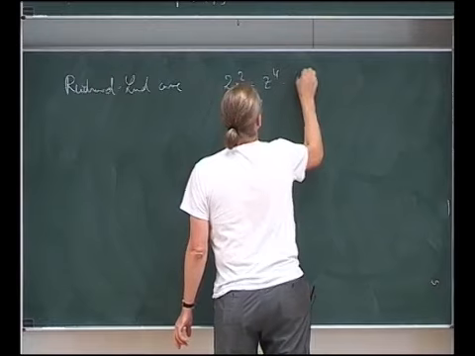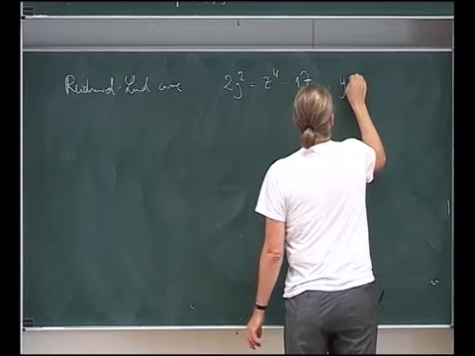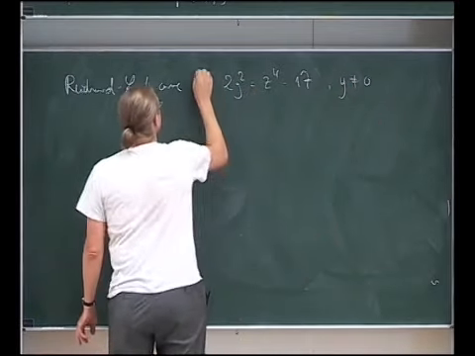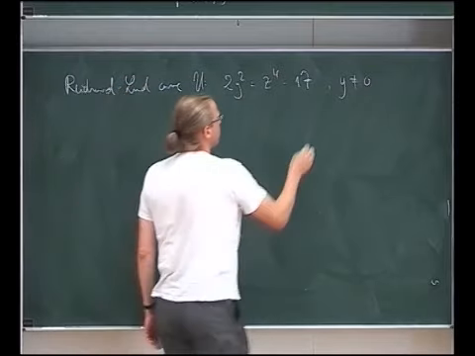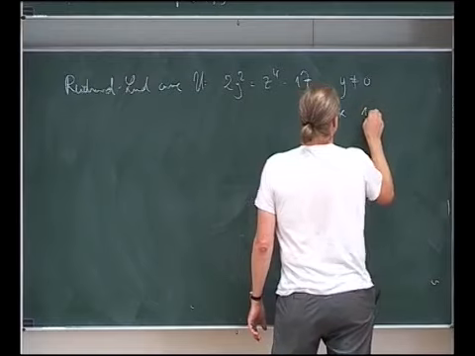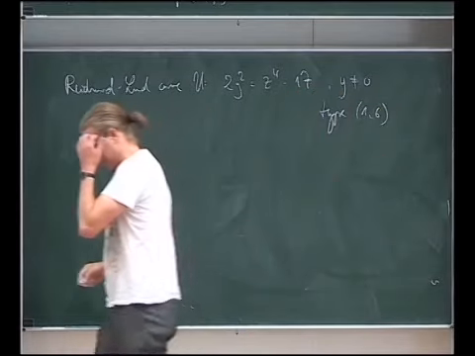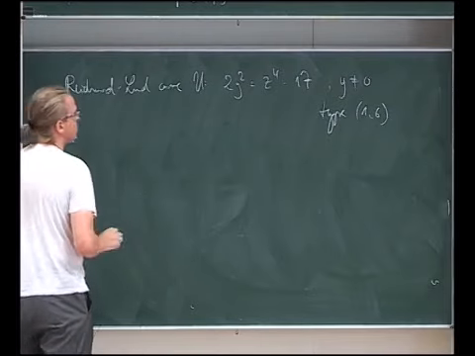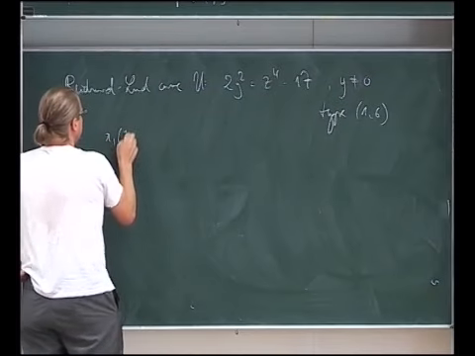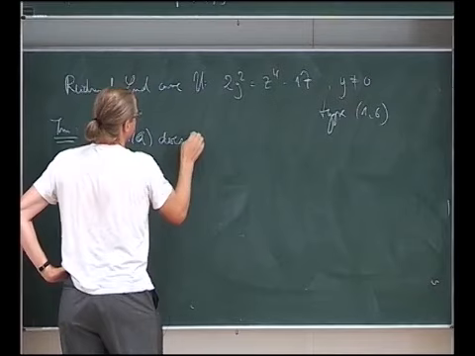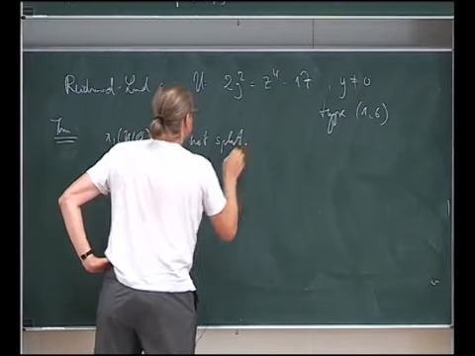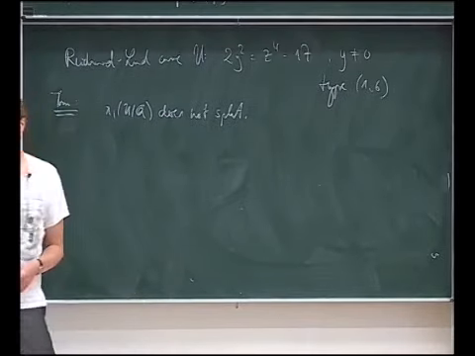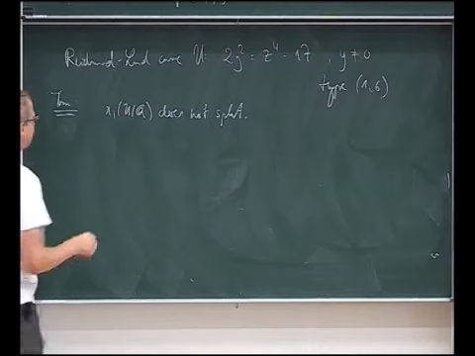So the Reichert-Lind curve is the curve given by the equation 2y² = x⁴ − 17. And I want to have an affine curve, so I assume y is different from 0. So this is a curve of type (1, 6). So genus is 1 and 6 boundary points. And I can prove the theorem that π₁(U) over Q does not split.